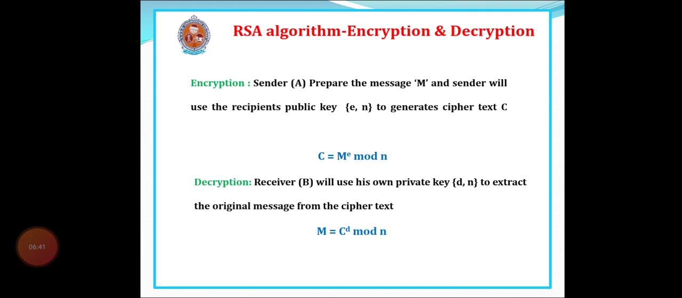Now suppose afterwards the second user needs to send a message to the first user. He has to use the public key of the first user, and by using that public key he can send the message to the first user. And then later the first user has to use his private key to decrypt it, and the process repeats. In this way the encryption and decryption processes are used in the RSA algorithm.